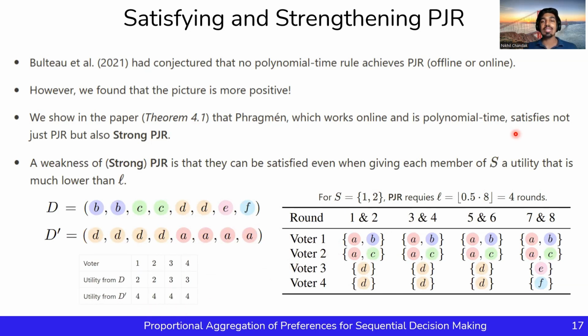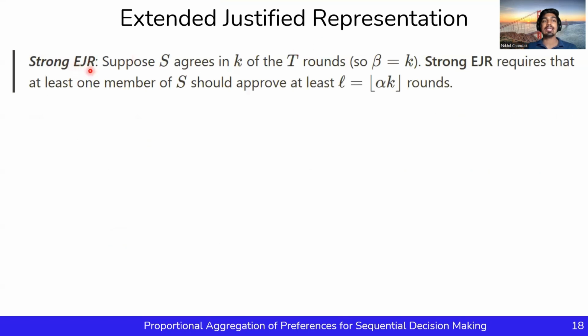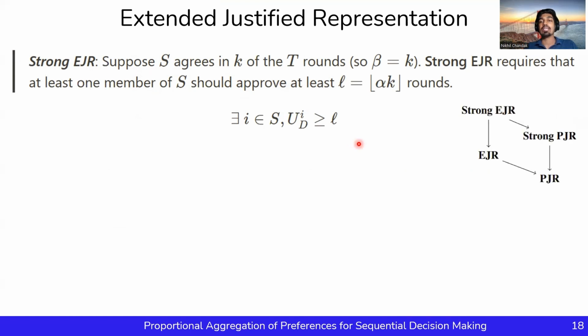Now let us formalize this notion of guaranteeing a voter at least L utility. We will call this axiom extended justified representation. More specifically, strong EJR says that suppose a coalition S agrees in K of the T rounds, so beta equal to K, then it requires that at least one member of S should approve at least L equal to alpha K rounds. More concisely, there should exist a voter i in S whose total utility should be bigger than or equal to L. This establishes a hierarchy of the axioms.